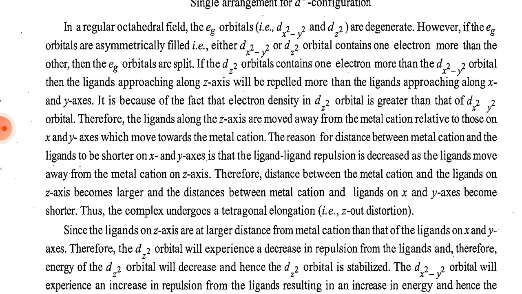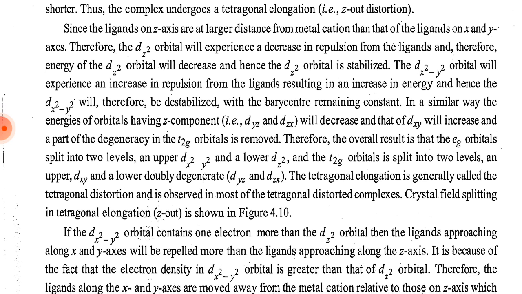The reason for the distance between the metal cation and the ligands to be shorter on the x and y axes is that the ligand repulsion is decreased as the ligands move away from the metal cation on the z-axis. Therefore, the distance between the metal cation and the ligands on the z-axis becomes larger, and the distance on the x and y axes becomes shorter. Thus, the complex undergoes a tetragonal elongation, that is, a z-out distortion.